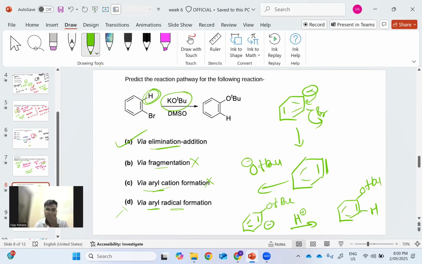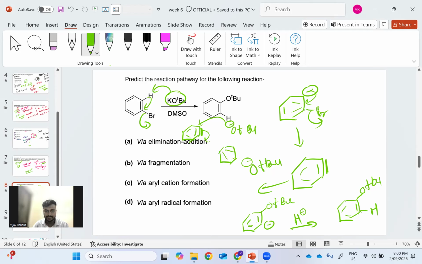The next question is regarding the addition-elimination type of reaction. So here, if you look at the starting material, this is the strong base. This base abstracts the proton and it forms a benzyne intermediate in between. And then what happens? A second molecule of tert-butoxide attacks again on the position, and further it abstracts the proton from the solvent to get our desired final product.